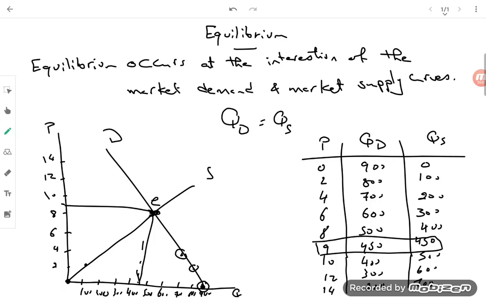What about any point above or below the equilibrium price? Let's take the price 4, for example. At price 4, quantity demanded is 700, while the quantity supplied is 200. So quantity demanded is greater than quantity supplied, and this is known as shortage in the market or excess demand.